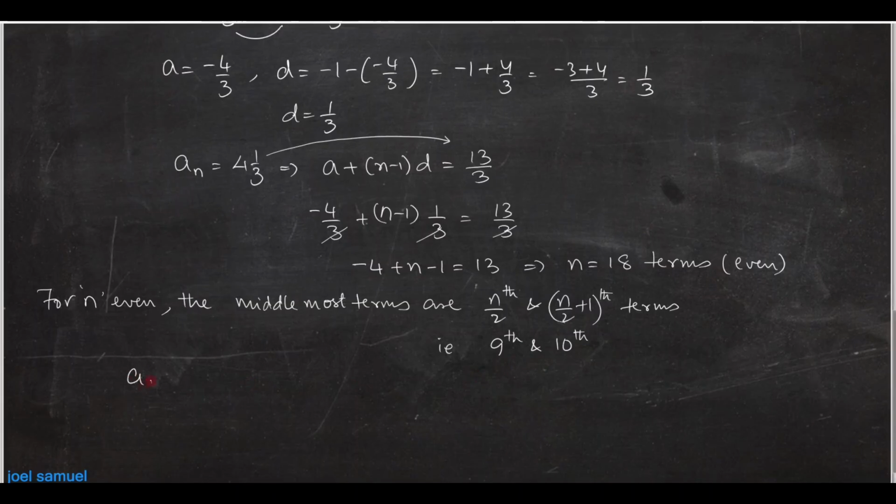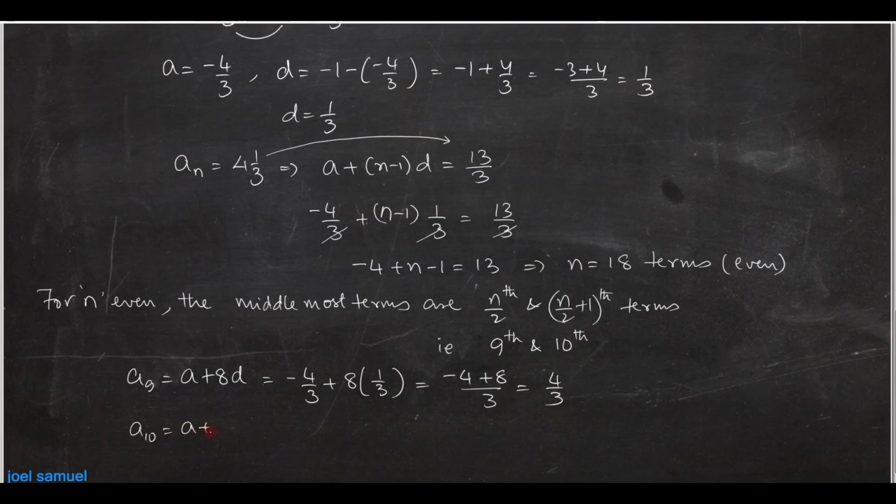So let's see. A9 would be A plus 8D, which means minus 4 by 3 plus 8 into 1 by 3. So this would be minus 4 plus 8 over 3, and that is 4 by 3. The 10th term would be A plus 9D, which is minus 4 by 3 plus 9 into 1 by 3, which means minus 4 plus 9 over 3, that is 5 by 3.